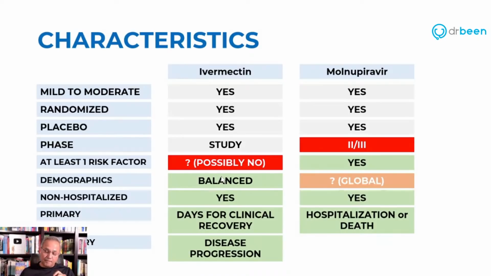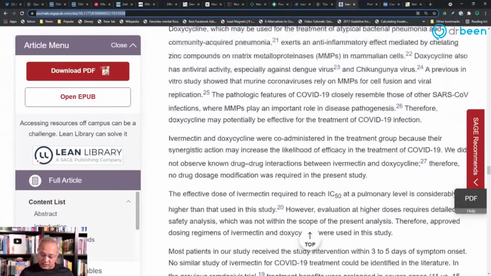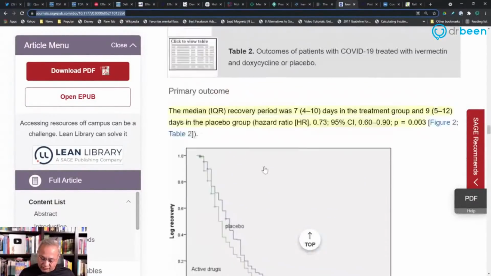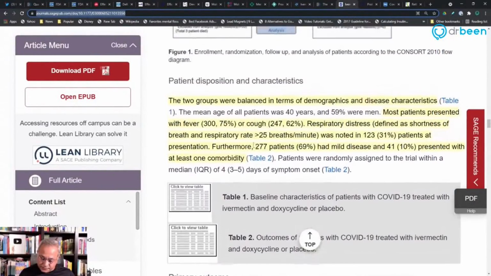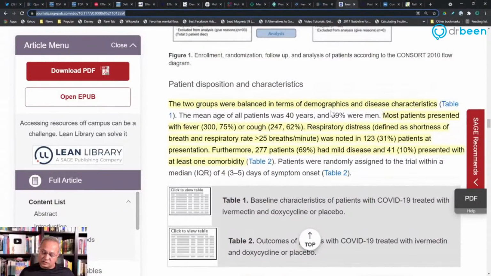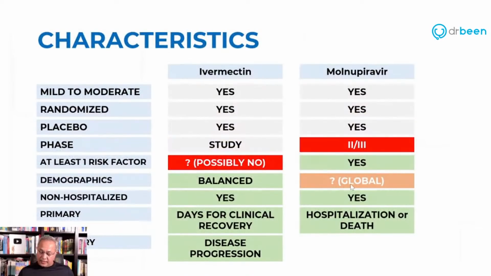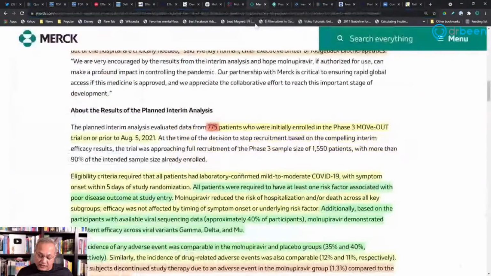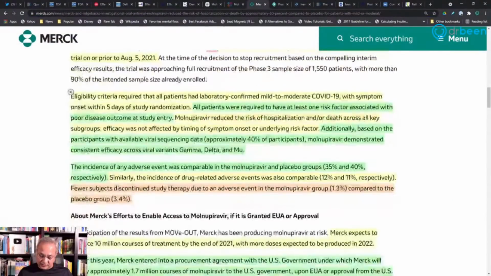Demographics, balanced. They say it in the Mahmood et al. study. I just read it when I was looking at it before, that the demographics were balanced. The two groups are balanced in terms of demographics and disease characteristics. Here, Molnupiravir, it's a global study. If you look, they actually say it with pride, which is excellent.